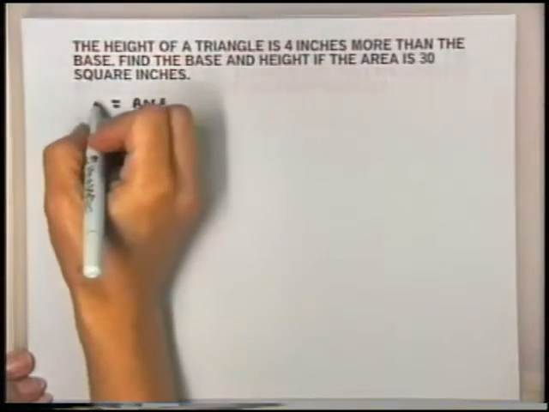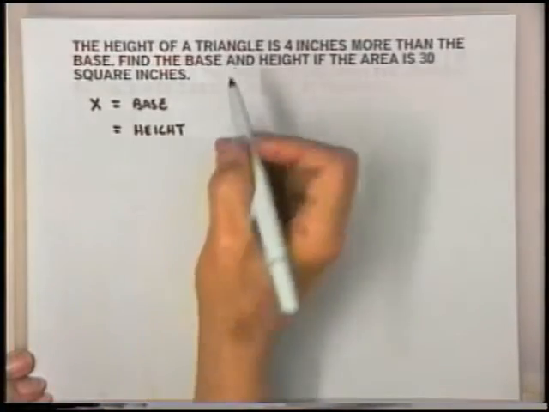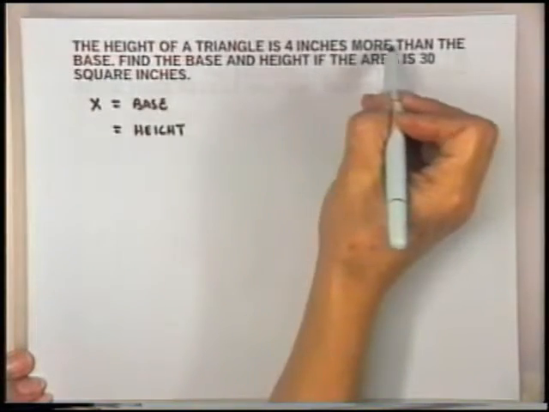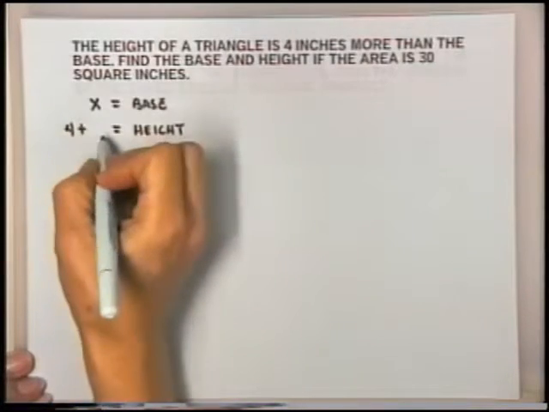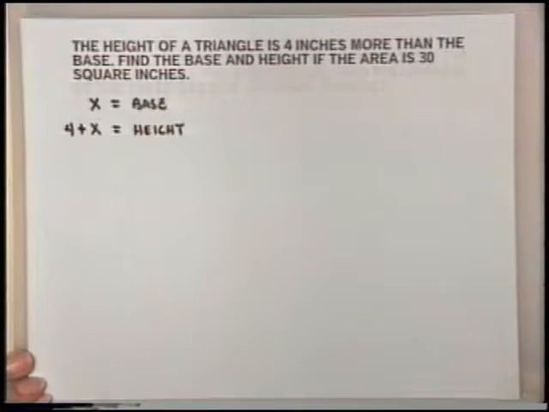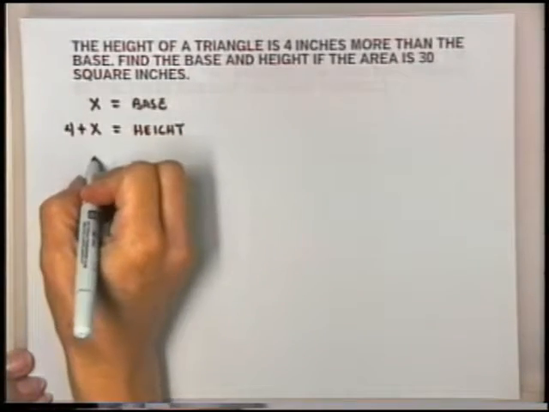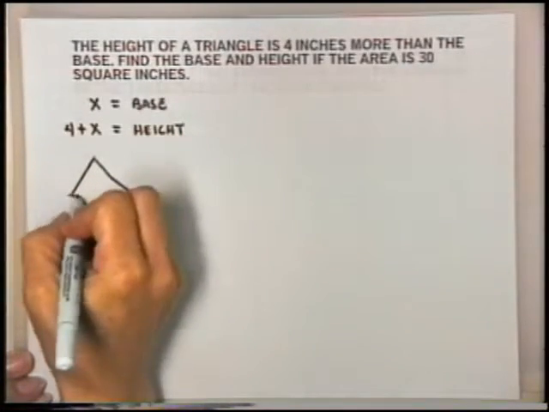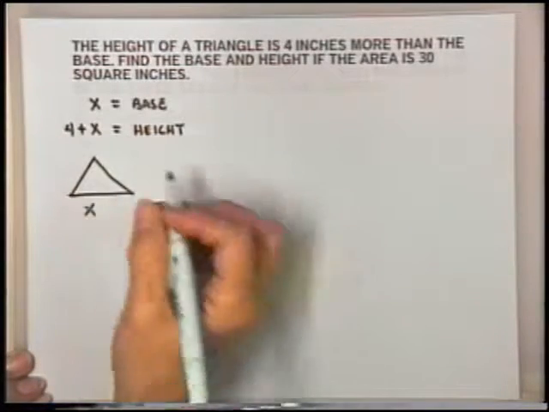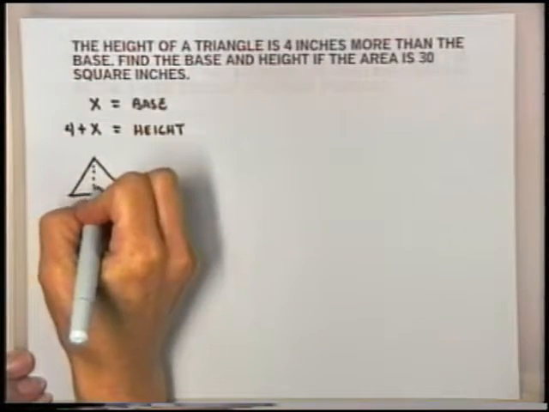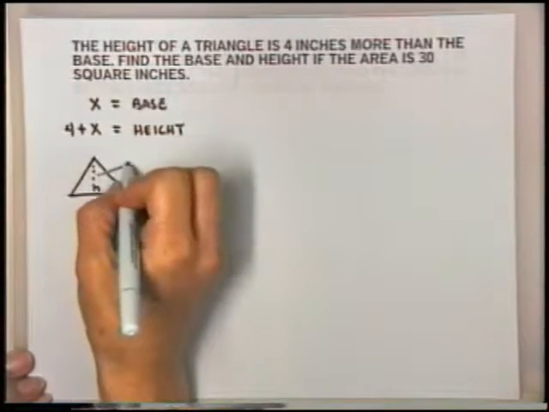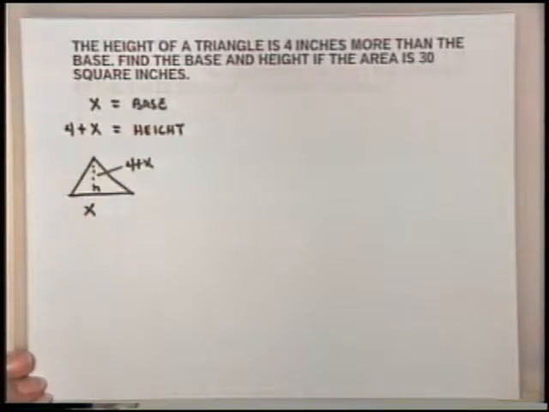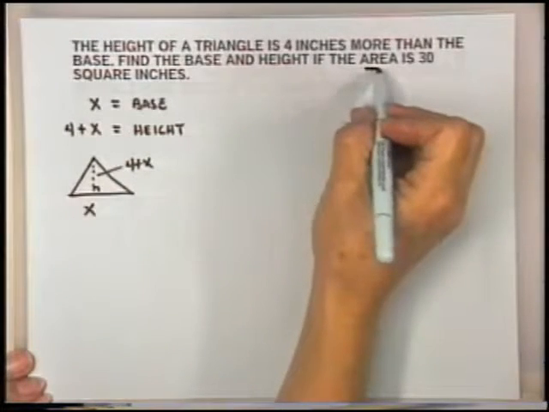He's describing the height using the base. Let's let x be the base. Then the height would be 4 inches more than, that would be 4 inches plus the base x. We have an expression for both base and height. Since this is a triangle, let's draw a picture. We have x for the base, and remember height is from a vertex down perpendicular to the base. This height is 4 plus x.